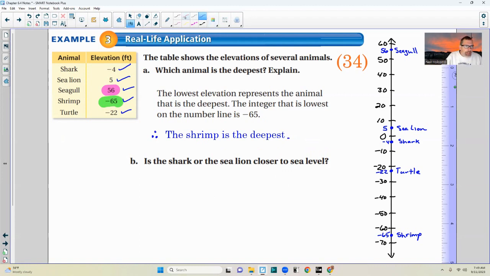Part B says, let's switch to, oh, I don't know, purple. Is the shark or the sea lion closer to sea level? So now we're comparing the shark and the sea lion. Okay, so sea level is right here. Sea level is 0. All right, so sea level's at 0. So here's what we would say.